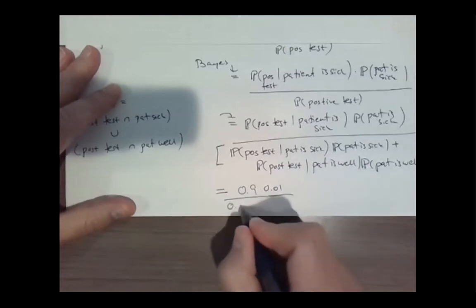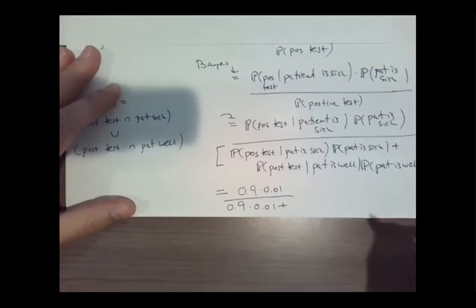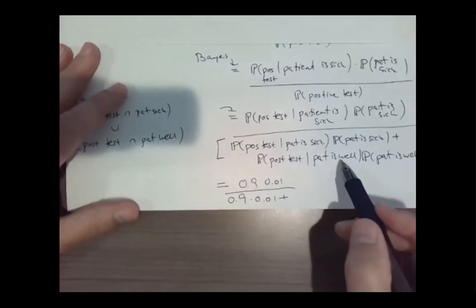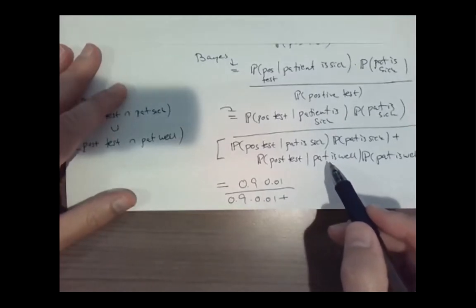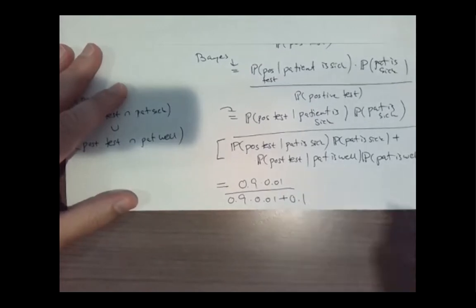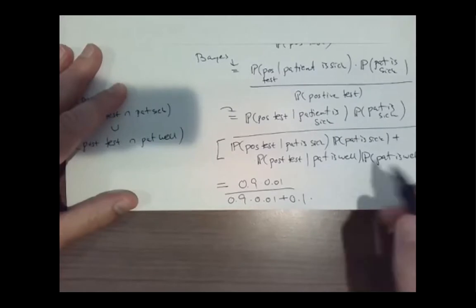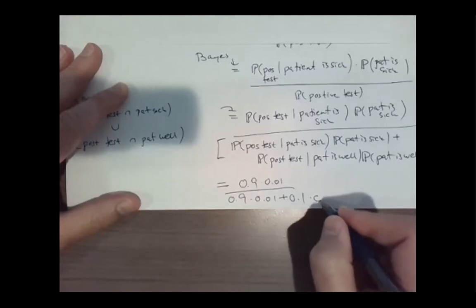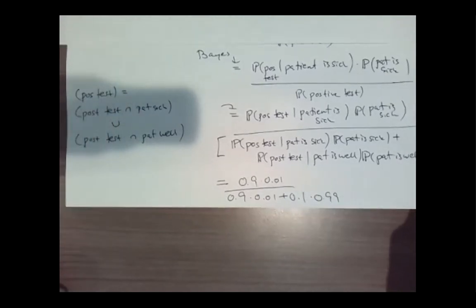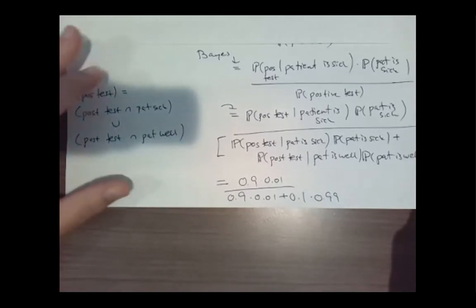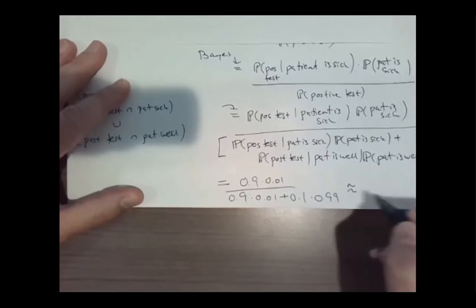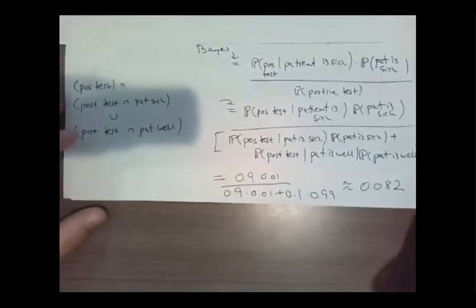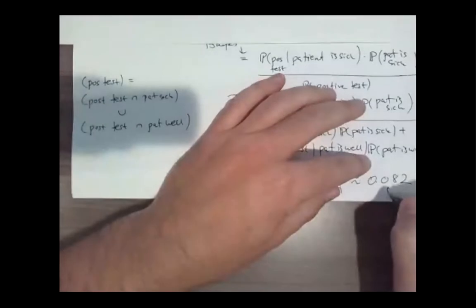well, this is the same. This is 0.9 times 0.01, and then plus the conditional probability that the test is positive, even though the patient is well. This was 10% times the probability that the patient is well. The unconditional one, this was 0.99. So you plug in these numbers and you get that this here is like 0.082. Right, so this is 8.2%.